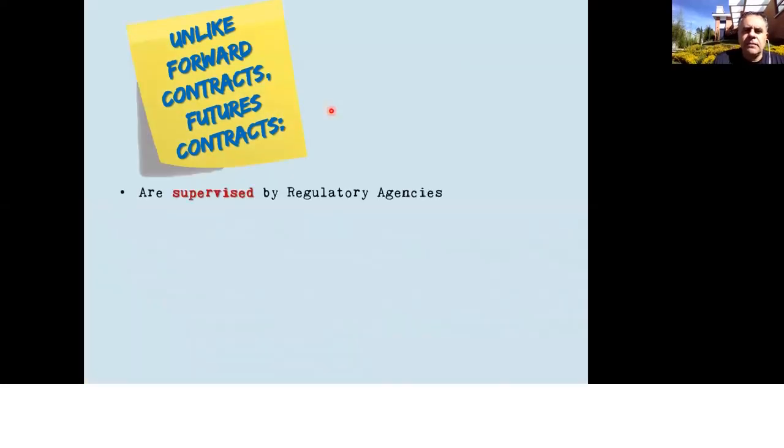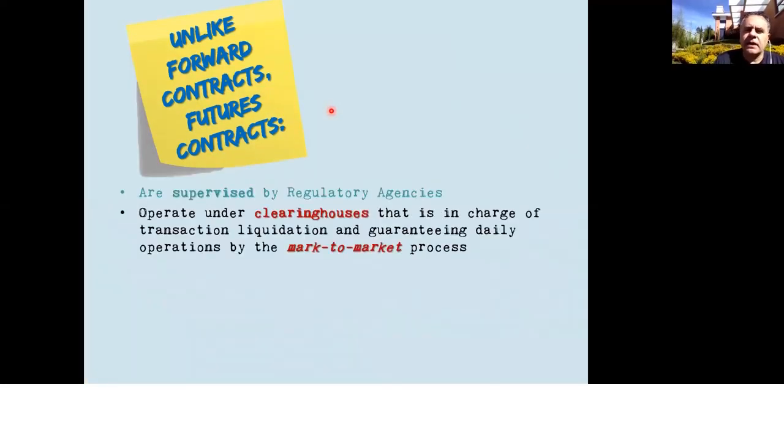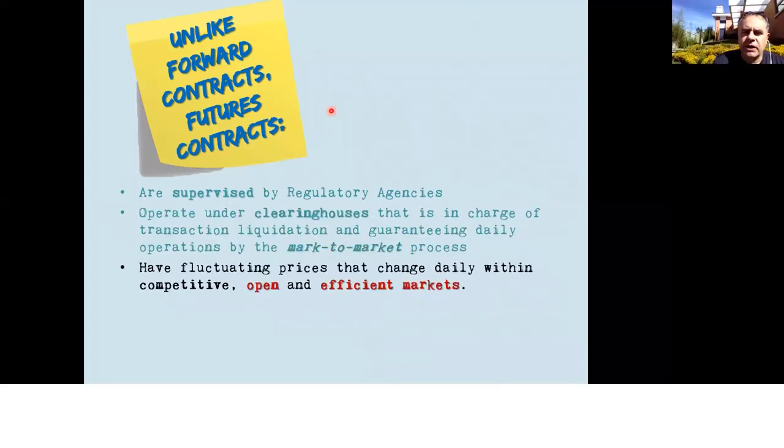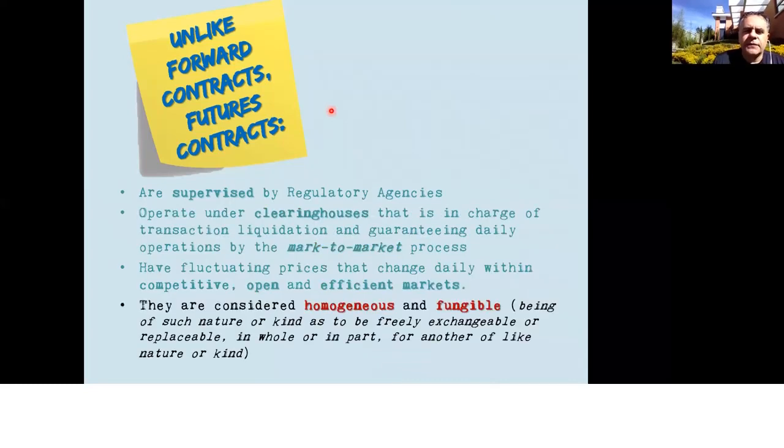Also, they are supervised, and one of the most important characteristics of futures is that they are trading under a clearinghouse. A clearinghouse basically takes charge of all transactions, makes a daily mark-to-market operation so that there is no default on any of the transactions. Also, they are traded on open and efficient markets such that you have a deeper volume and better costs and conditions.